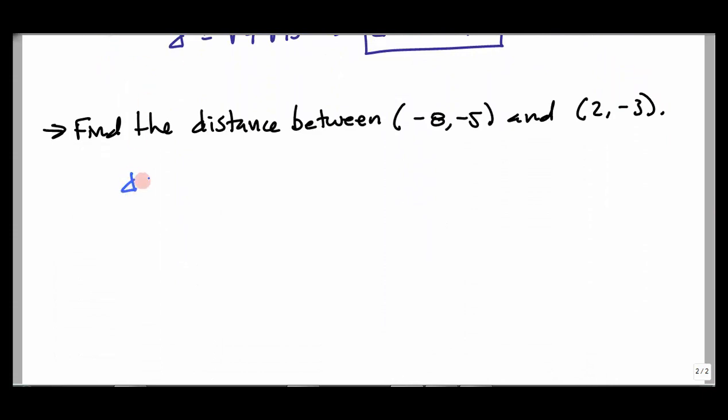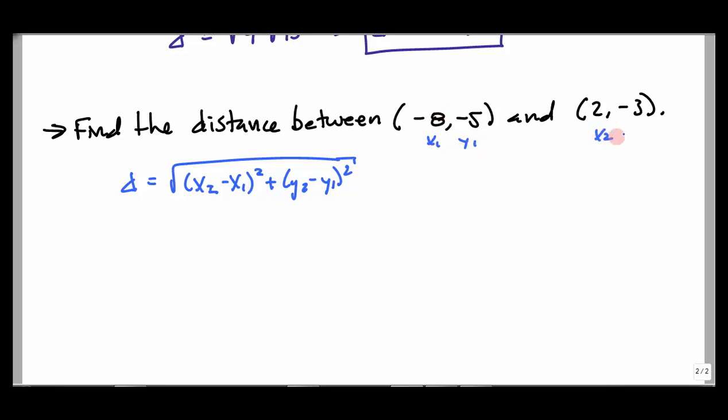So the first thing I'll do is I'll write down my formula. The difference in the x's squared plus the difference in the y's squared, and of course add those together and square root it, and that's my distance. Okay, so I could call this one x1, y1, x2, y2.